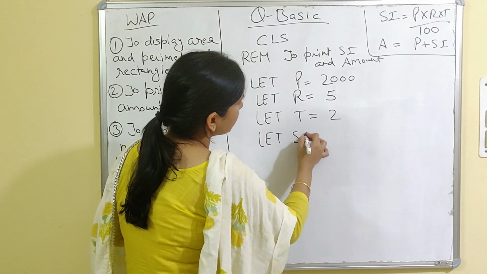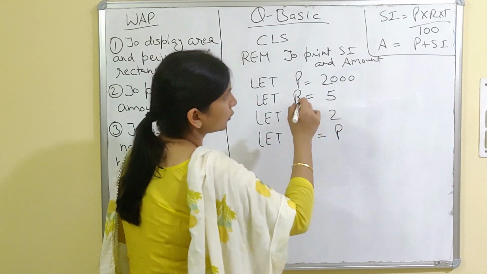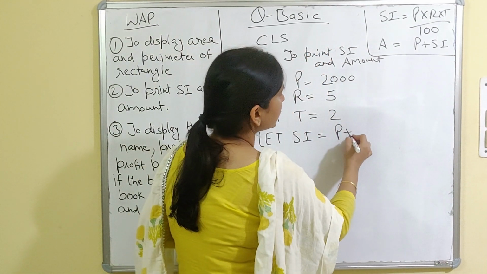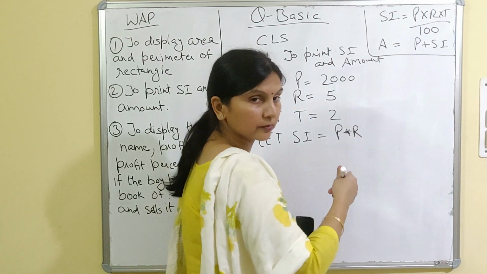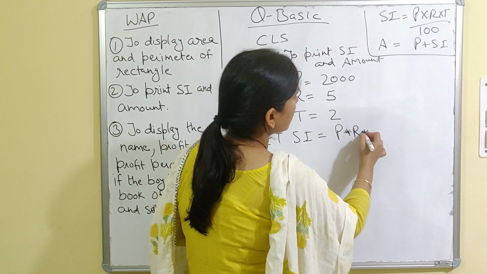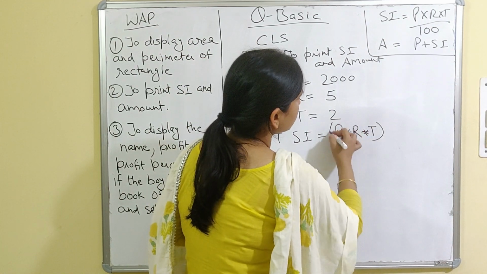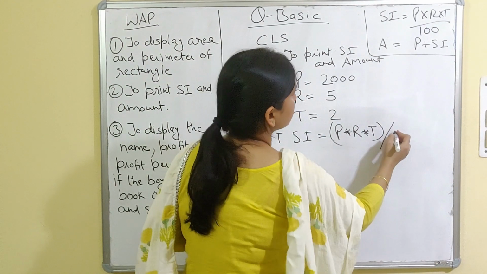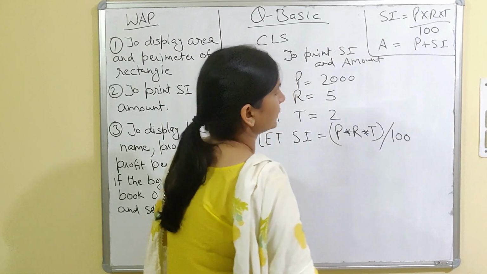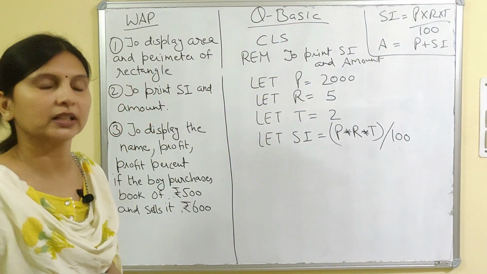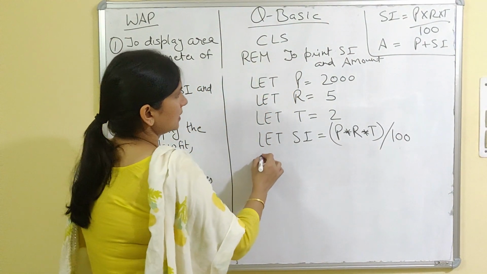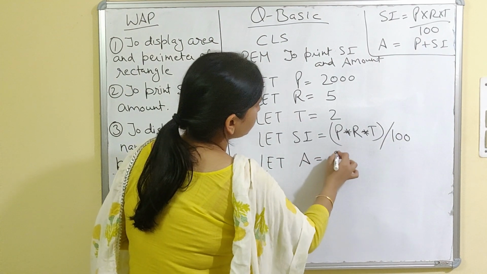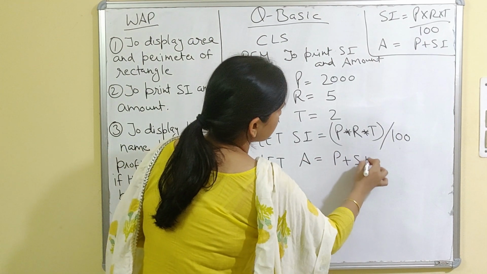Let SI equals to, now see the formula, that was the mathematical formula. Now what will it be in QBasic? P asterisk R asterisk T / 100. So this is the formula. Fine. Now for amount, A equals to P plus SI.